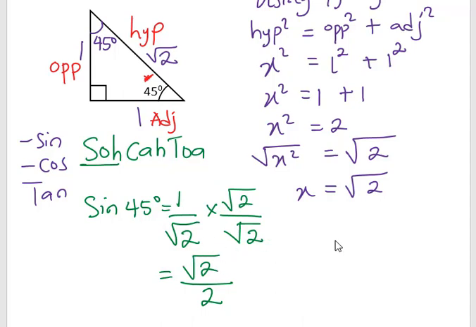Let's explain this better. This becomes 2 times 2, which is surd 4. And what is surd 4? The square root of 4 is 2. So that's it. We've solved for sine. Let's as well solve for cos and tan.